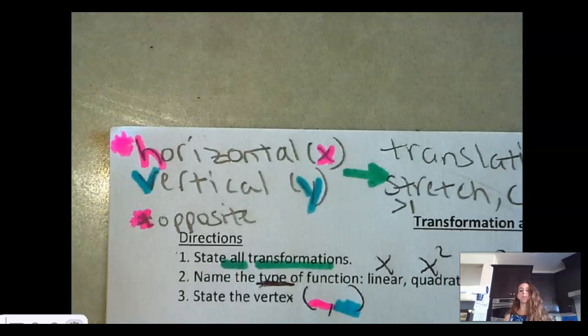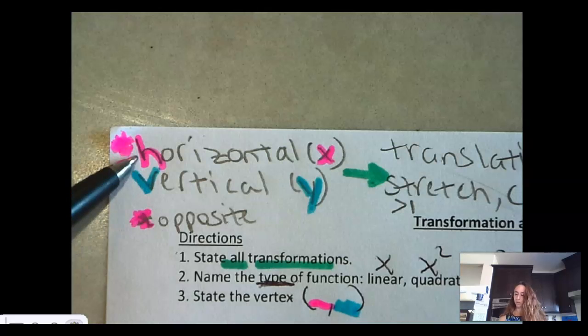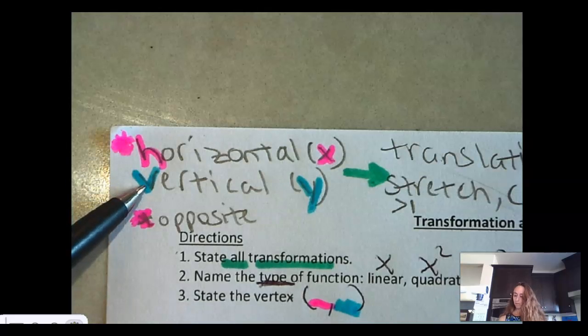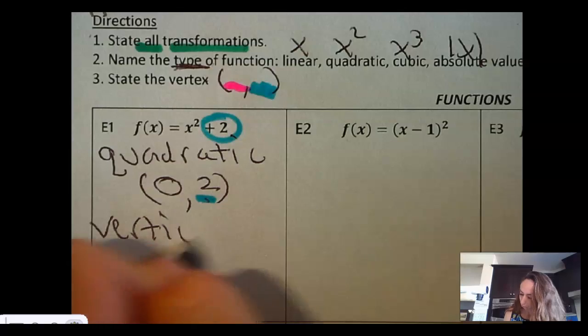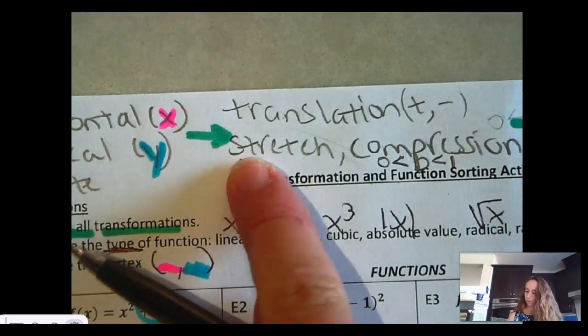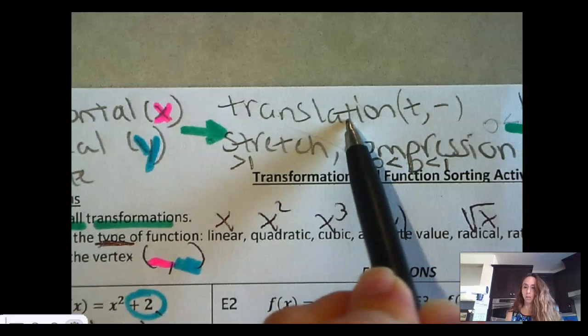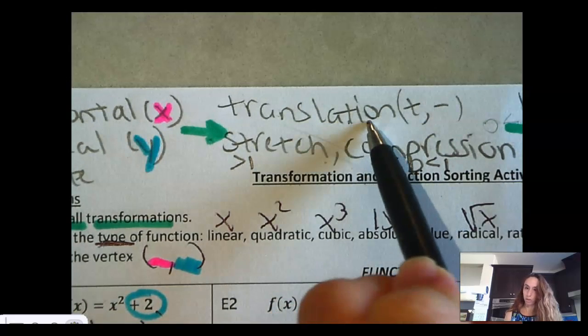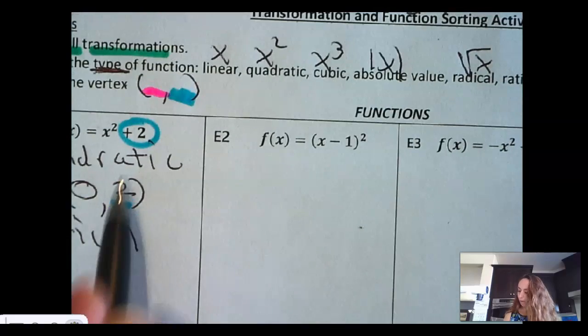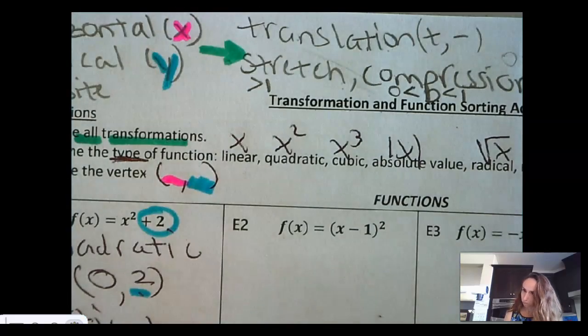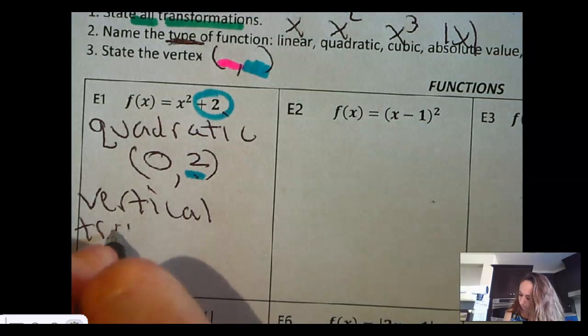So the first thing you're going to do is, I kind of made this in order. Step one is you're going to decide if it's horizontal or vertical. If it's with the x, it's horizontal. If it's with the y, it's vertical. So it's with the y, so I'm going to go vertical. The next thing you do, and that's why I have this here, is you're going to decide if it's a translation or a stretch compression. If it's a translation, it'll be add subtract. If it's a stretch compression, it's multiplied. Okay? So it's being added, so it is a translation. So I'm going to write translation.